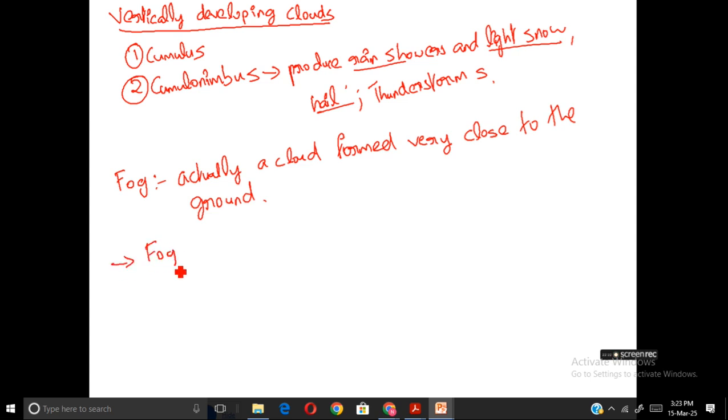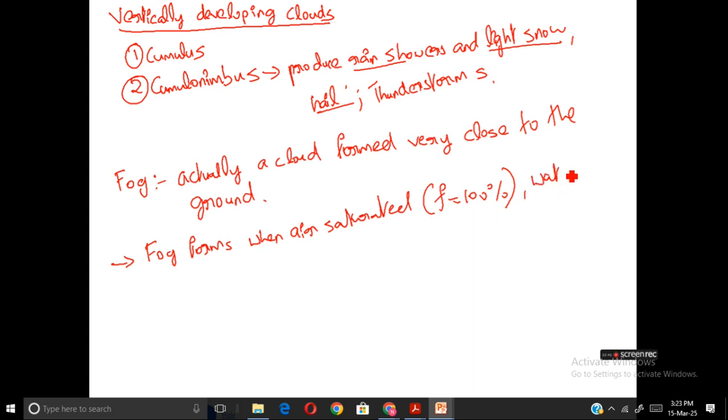So fog forms when air saturates. When the air becomes saturated, generally fog forms, which means the relative humidity is 100%. That is very high moisture content in the atmosphere, and the water vapor in the parcel condenses to form water.